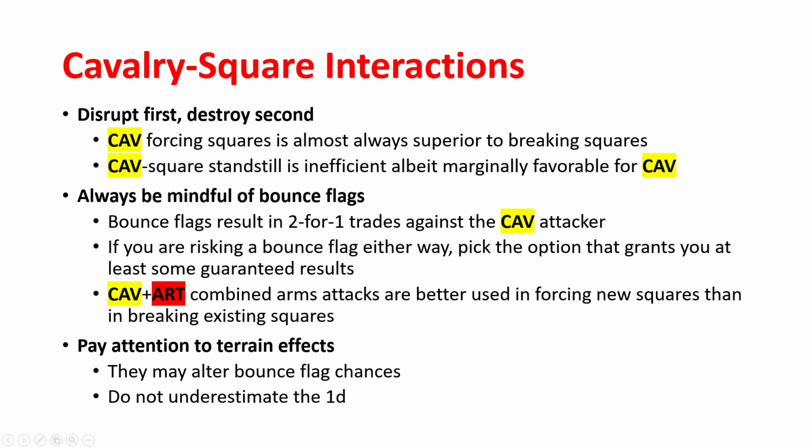And an extension of this argument is that cavalry-artillery combined arms is better used to force a new square than attacking an old one, because again, once you get bounced by an old square, you're basically wasting 2 orders for nothing. Lastly, you should be mindful of the terrain effects on the attack dice. We showed several examples of this. Sometimes they negate your cavalry's attack, and sometimes they negate the square's bounce flag, which is a very important one to remember. Also, don't underestimate the 1 die, because it can actually make a difference in the long run.